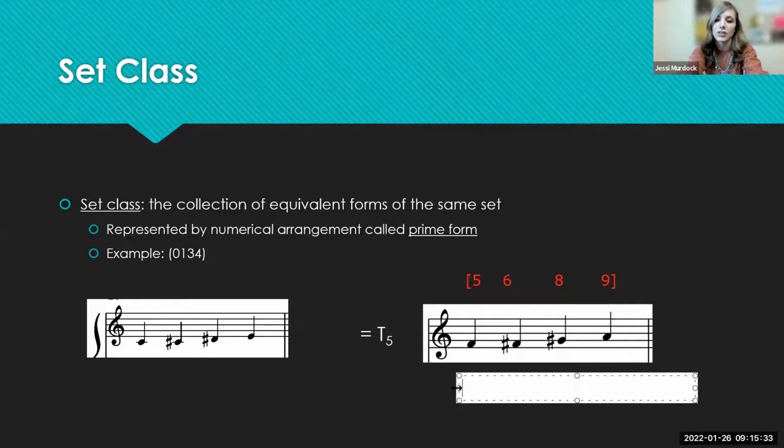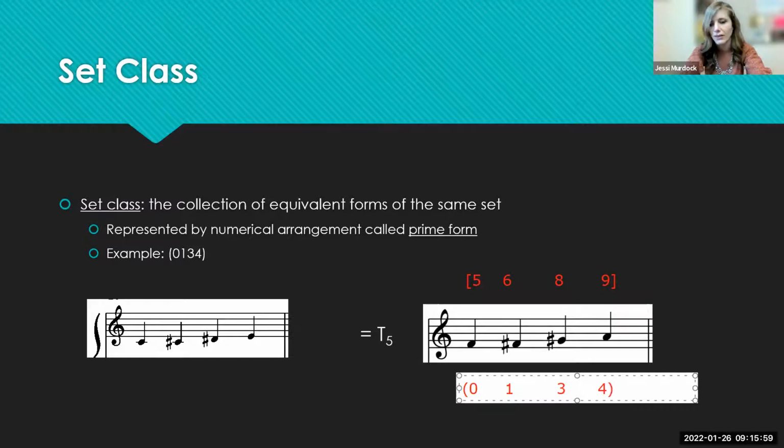We're basically just trying to get this to where the first number is 0. So we could just subtract 5 from that first number 5, and that would give us 0. Then we just need to subtract 5 from everything else too. So 6 minus 5 is 1, 8 minus 5 is 3, and then 9 minus 5 is 4.